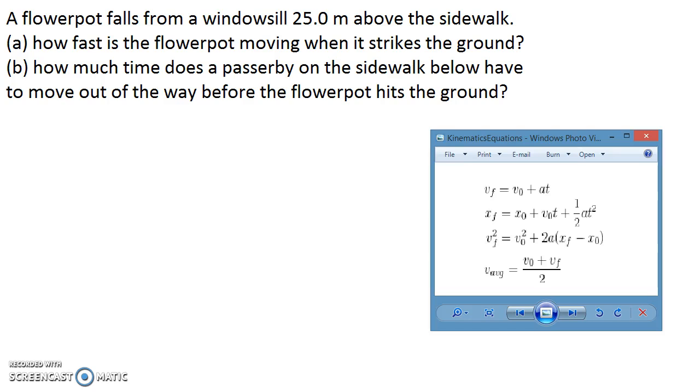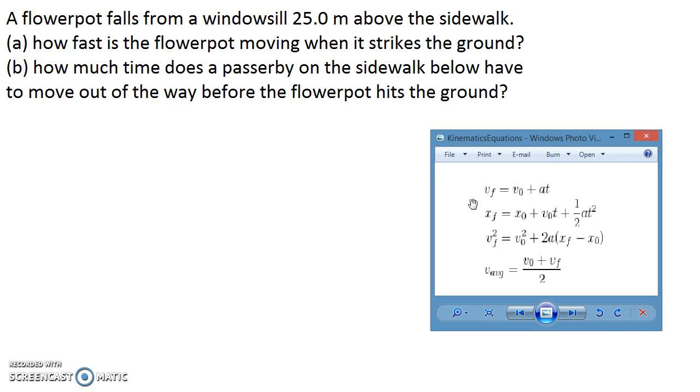So let's go ahead and look at our formulas. We have the final velocity, initial velocity, acceleration, and time. Doesn't seem like quite the right one to use because we don't know the time. We have the final position, the initial position, initial velocity, time. Oh, there we go again. We can't really figure out time yet, so let's go ahead into the next one.